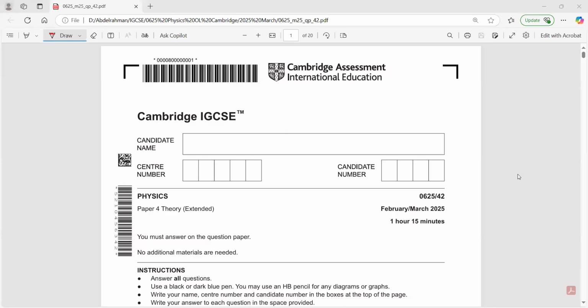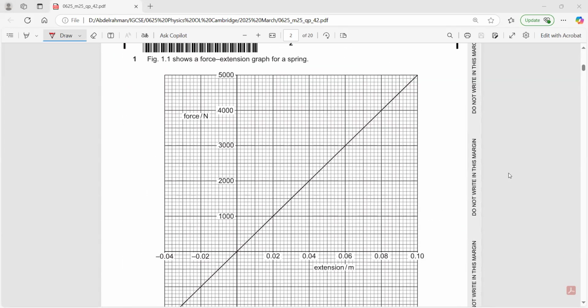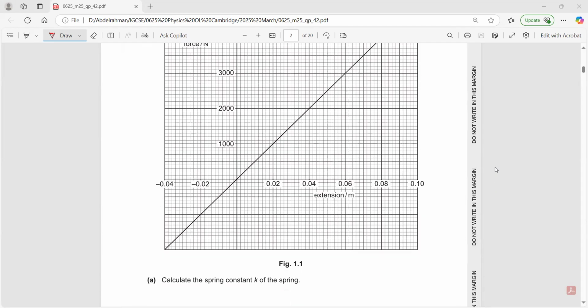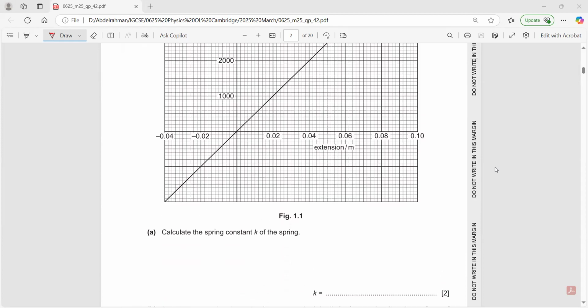Okay, February March 2025, paper 4, variant 2. Question 1. Figure 1.1 shows a force extension graph for a spring. You have the force on the y-axis and the extension on the x-axis. Calculate the spring's constant. Can I find the spring's constant?